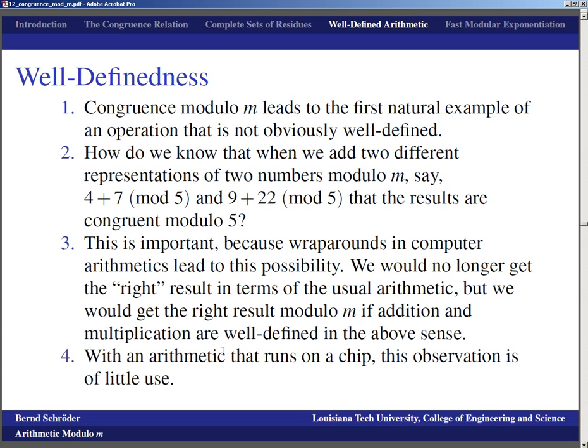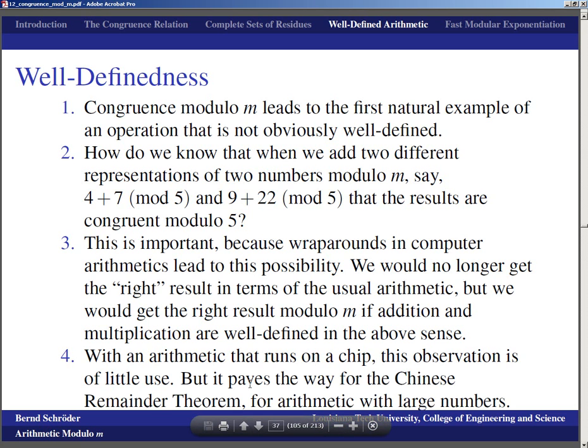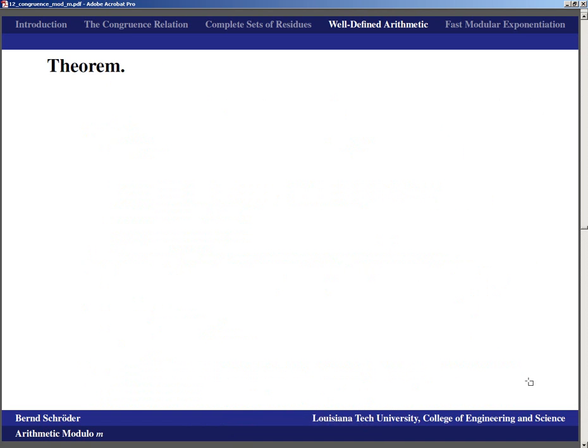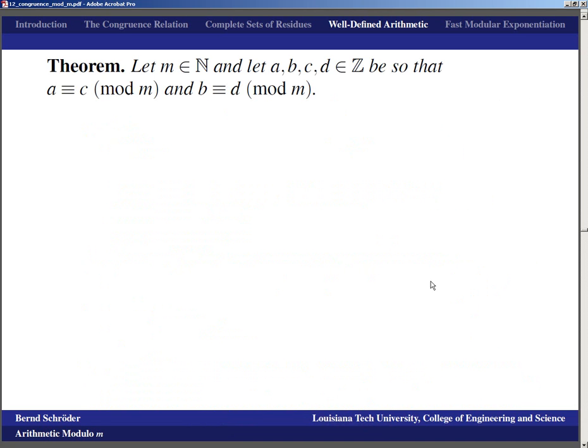And with arithmetic that runs on a chip, that is of little use, of course, because you still lose carryover, and you don't know how many carryovers you have in a multiplication, for example. But it does pave the way for the Chinese remainder theorem, which is used for arithmetic with large numbers. Okay, so basically for well-definedness, we need results of this kind.